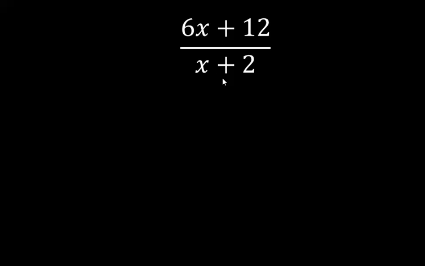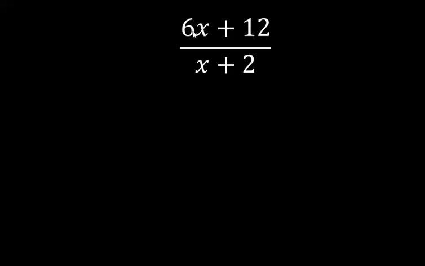A way to simplify this rational expression is to try to factor out the numerator and denominator so we can see if there are any common factors that can cancel out, just like reducing a fraction, or simplifying the fraction.